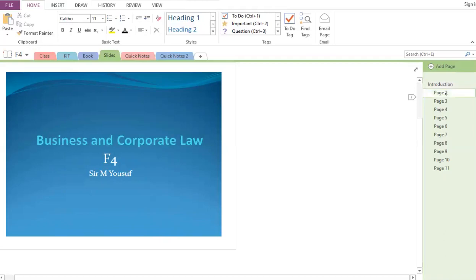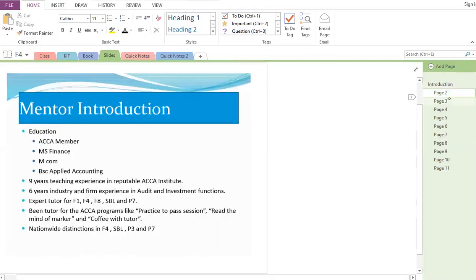So let's start with my introduction. I'm an ACCA member. I have done MS Finance and MCOM, and I have also attained BSc Applied Accounting. I have 9 years teaching experience in different reputable ACCA institutes. I also have 6 years industry and firm experience in relevant audit and investment functions and in different banking functions.